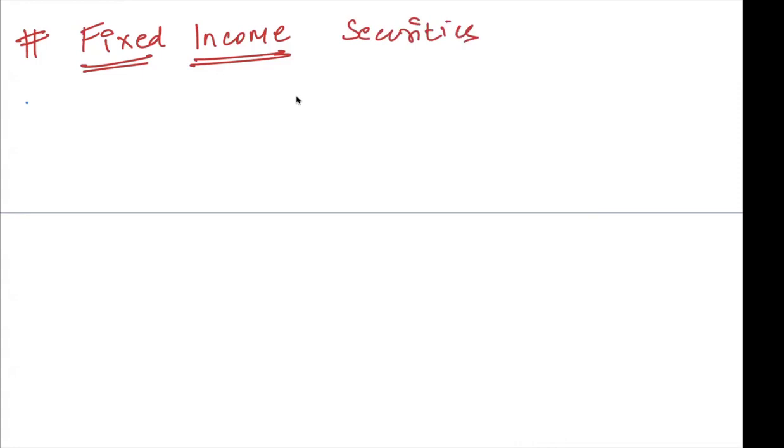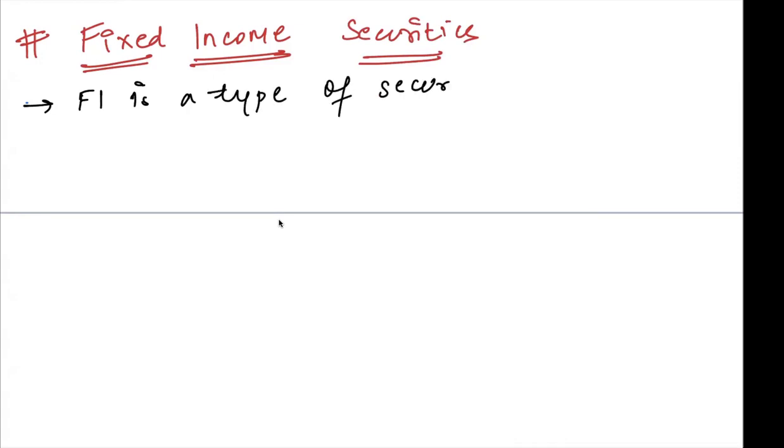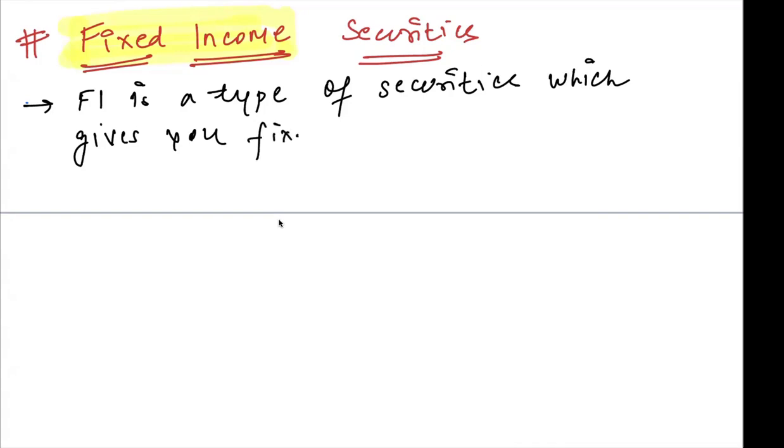Okay, we have understood why we need to learn this, but let's understand what fixed income is. Fixed income, I'll refer to it as FI. Fixed income is a type of security which gives you fixed income. As the name suggests, it is a security which is giving you a fixed income.